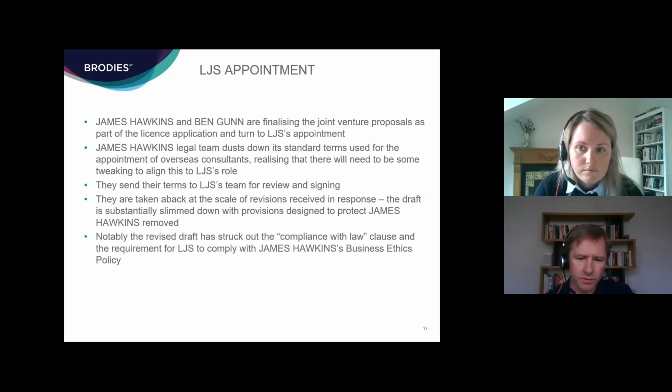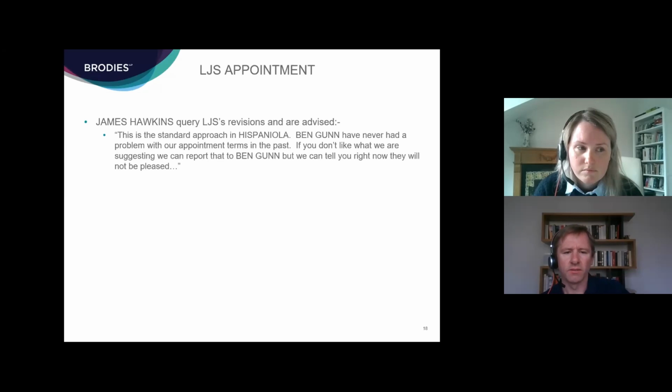And some of the key removals here: the revised draft has struck out the requirements for compliance with law and also the requirement for Long John Silver to comply with James Hawkins' business ethics policy. That's often what you would see in the appointment of an overseas consultant, that requirement to comply with your business's policies. All of that's been ruled out here by Long John Silver. And the Hawkins team query these revisions, and Long John Silver, emboldened, explain, "Well, this is the standard approach in Hispaniola. Ben Gunn have never had a problem with our appointment terms in the past. If you don't like what we are suggesting, we can report that to Ben Gunn, but we can tell you right now, they won't be pleased."